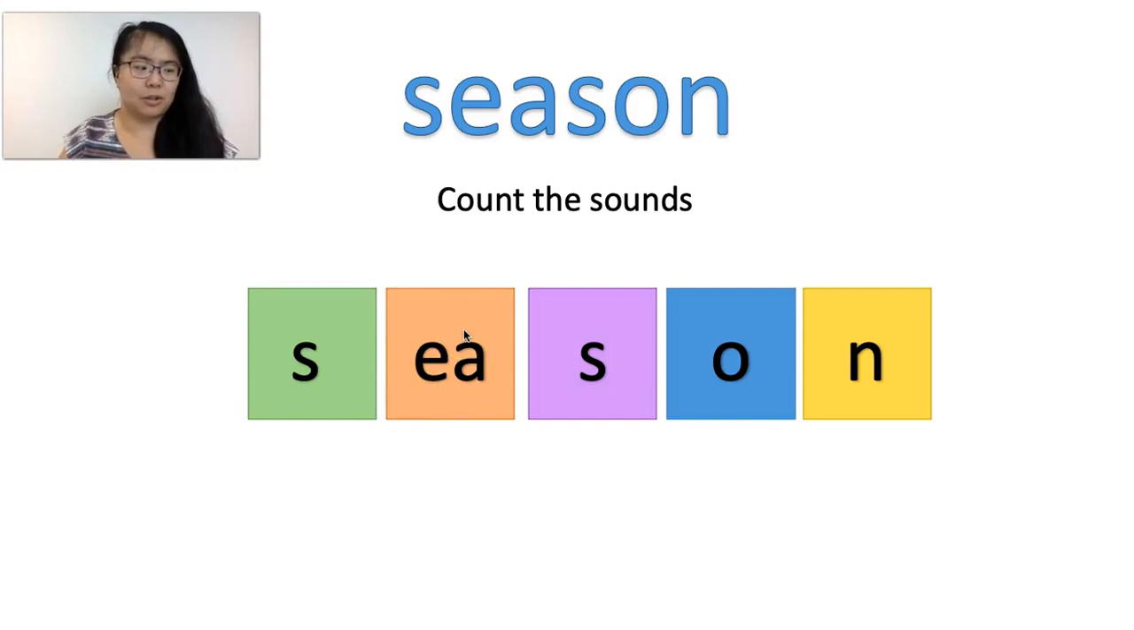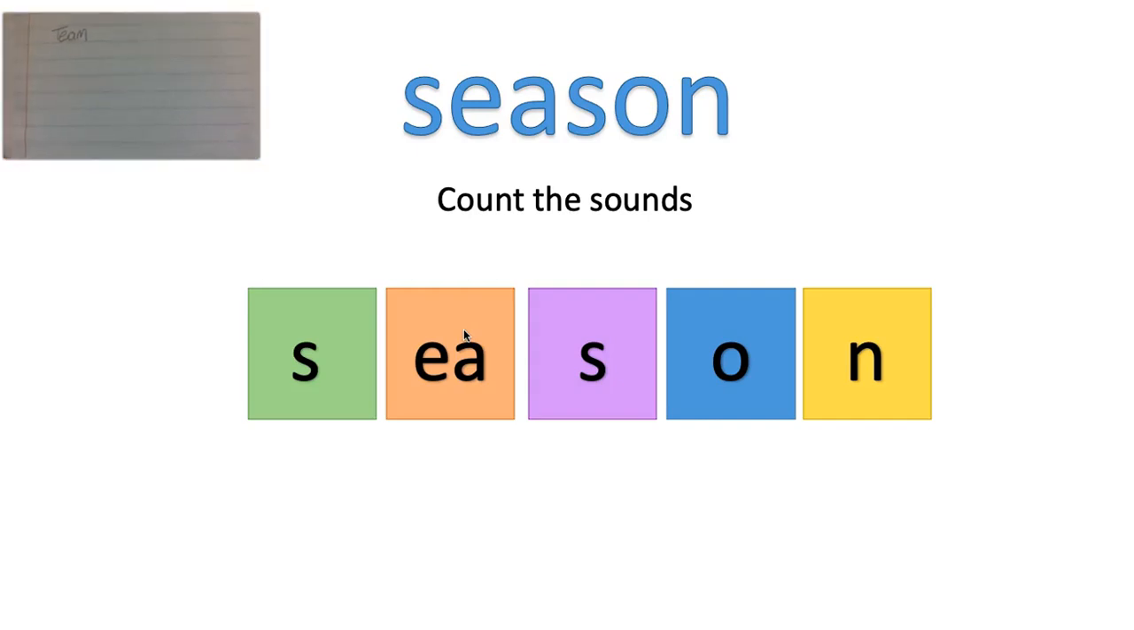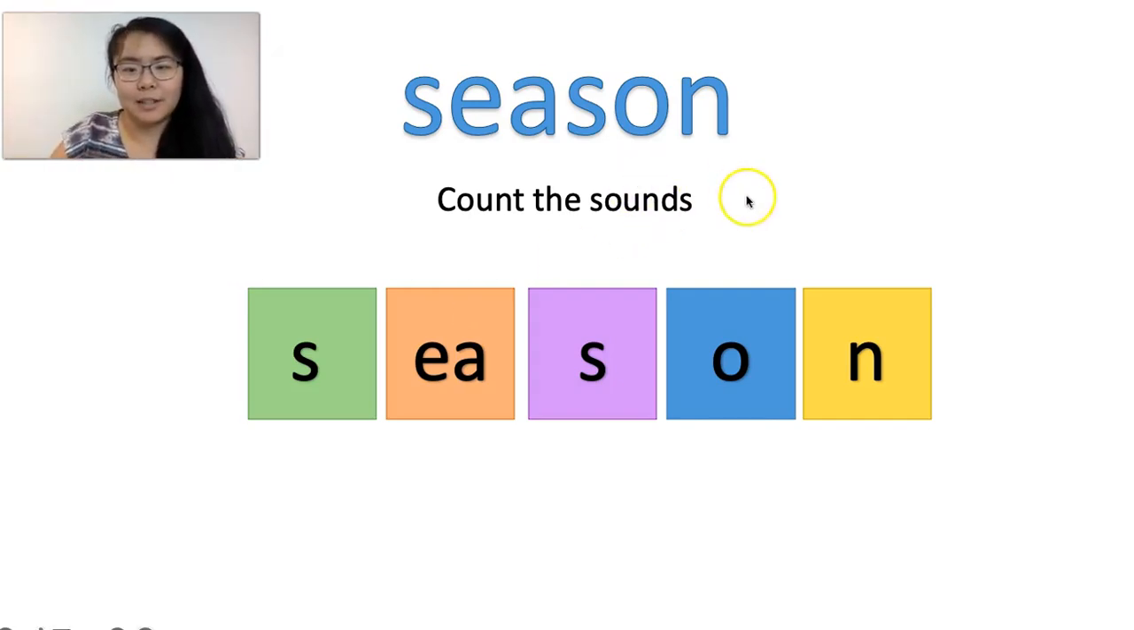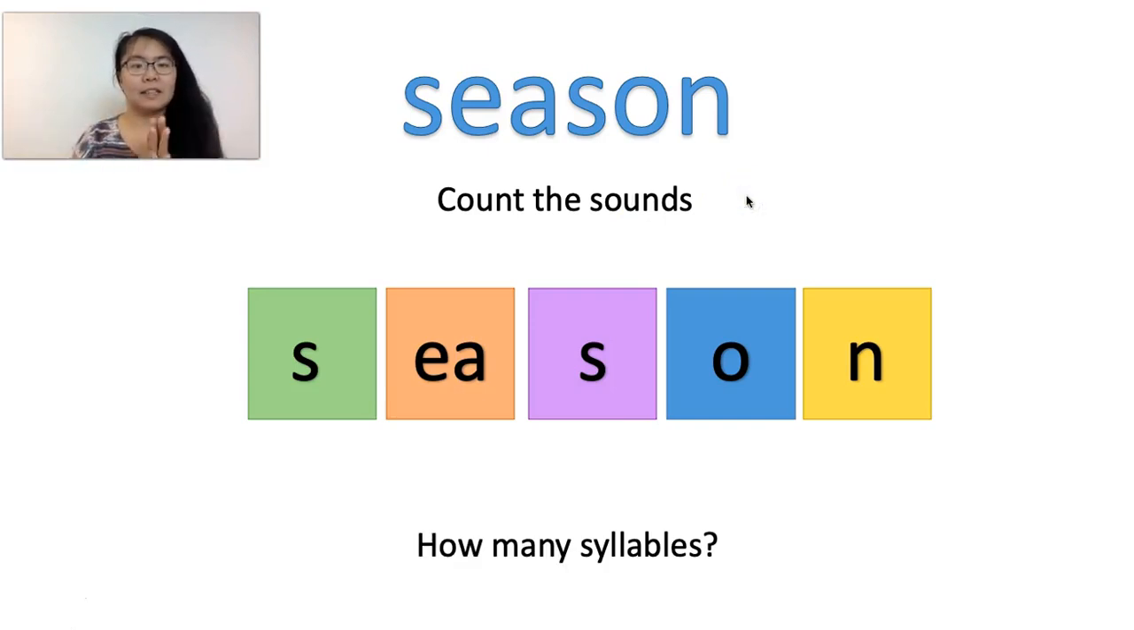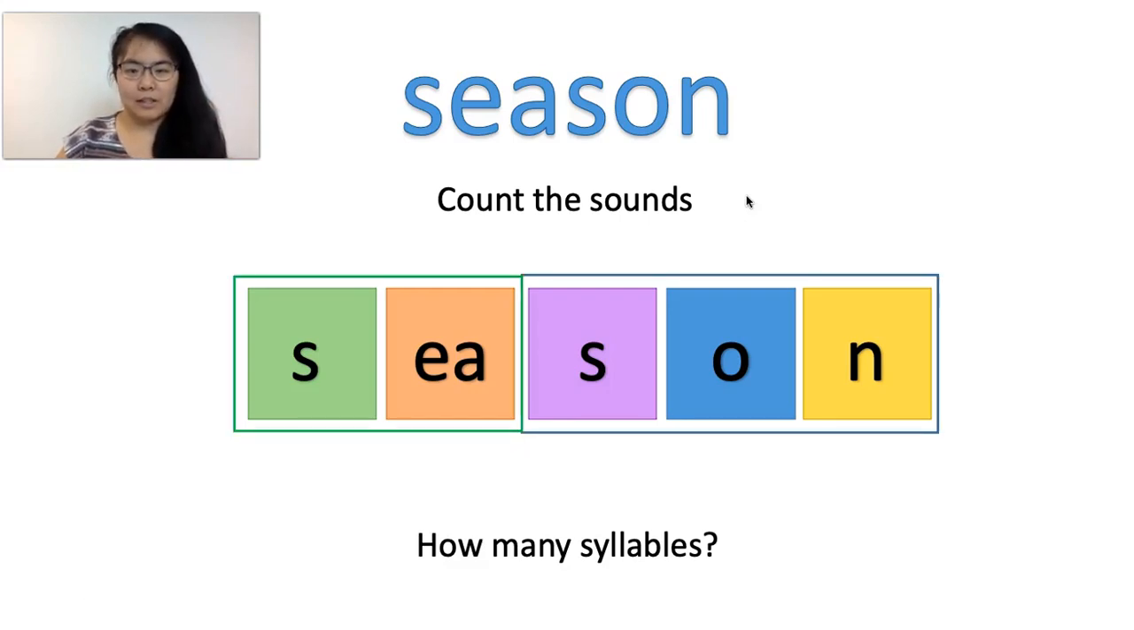Team is actually another word that has the E and the A together, and I'm going to write it on my piece of paper because I actually didn't plan for this. This is the word team. You can see the vowel team in the middle of the word team. So, good job, team. So how many syllables in the word season? Season. 2 syllables. Great job.